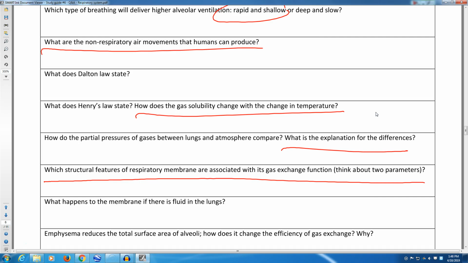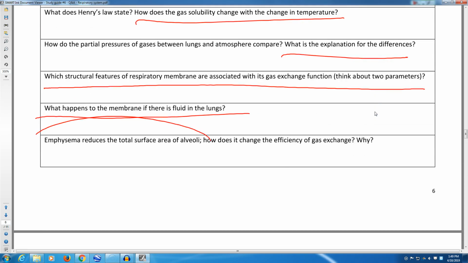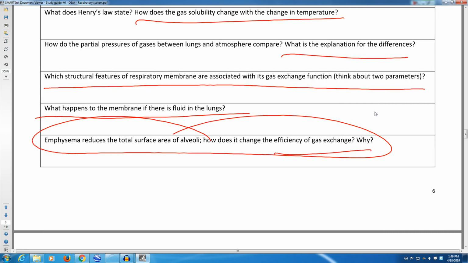Structural features associated with gas exchange: the surface and the thickness. High surface and a very thin membrane enable very rapid gas exchange. If there is fluid in the lungs, the respiratory membrane becomes thick and edematous, and respiratory gas exchange decreases. In emphysema, the total surface area decreases, so the efficiency of gas exchange will go down. Does that make sense?